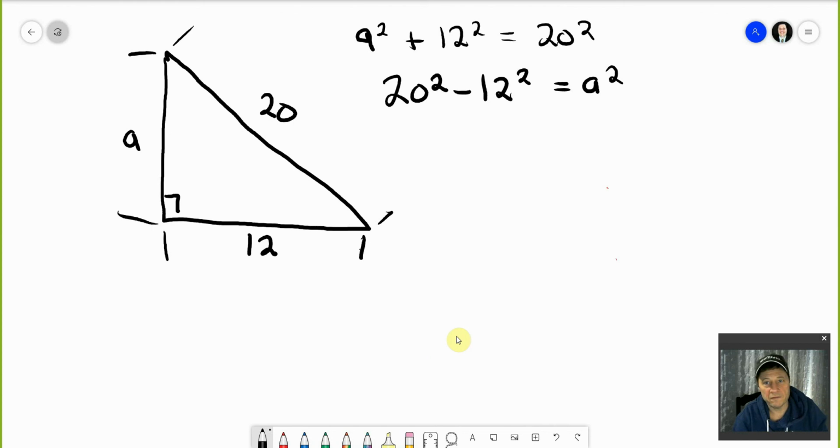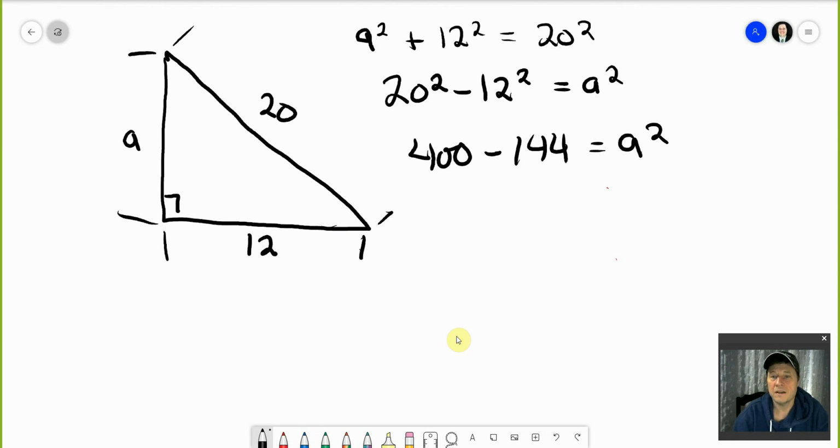First, I'm going to solve 20 squared, right? So 20 squared, I need my glasses. I should know that. What am I doing? 400 minus 12 squared. I should also know that. Sorry. 144 equals a squared. Okay, so I want to move squared to the other side. So I say the square root of, and if you want to, you can put brackets. Brackets means do this first, right?